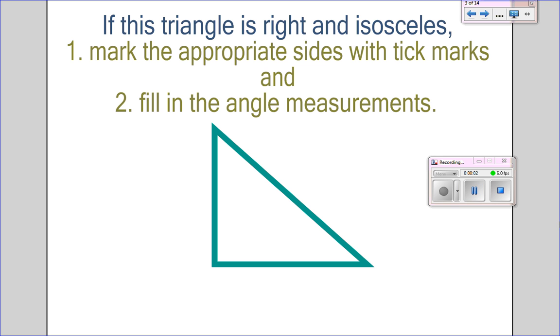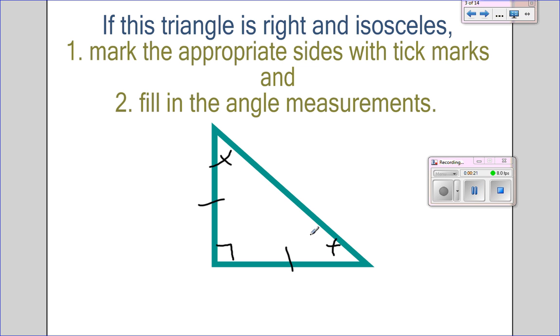Today and tomorrow we'll be looking at special right triangles. Now these are right triangles that follow a certain pattern. So let's start by looking at a right isosceles triangle. Well, if it's a right isosceles triangle, you know that it's a 90-degree angle, the sides are congruent, and so then the base angles should be congruent.